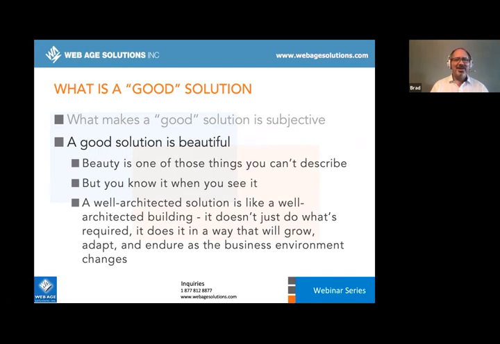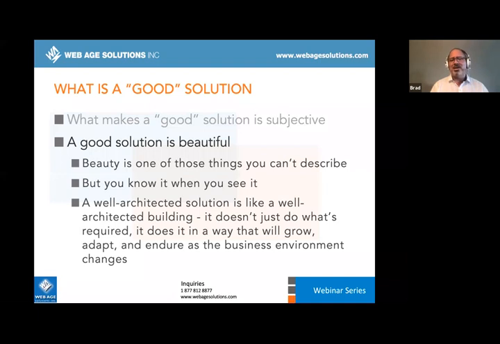Now, you may have to have a certain amount of nerdiness to appreciate the beauty in software. But beauty is something you can't describe, but as architects, we know it when we see it. Designers do too. Developers do too. You know when something's a beautiful solution.